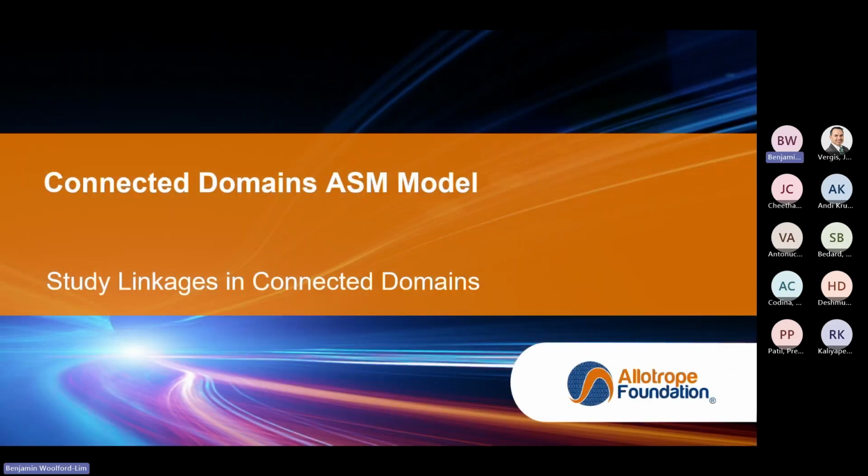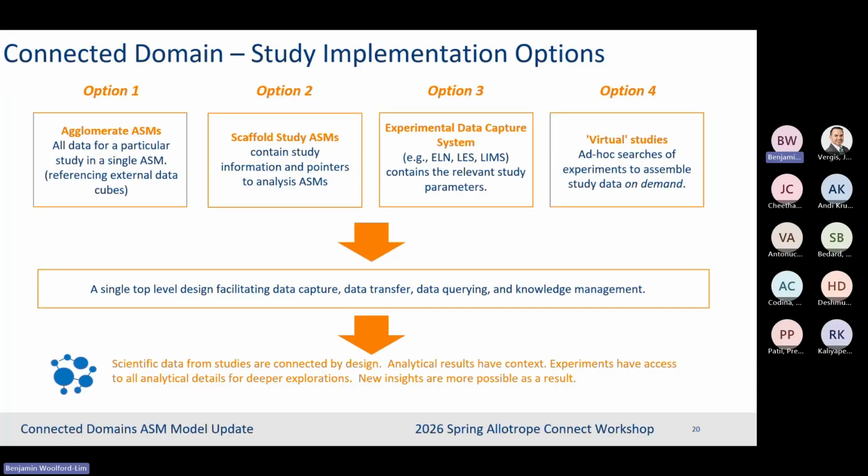So now, the third thing that we said we wanted to look at is how we can link into these connected domains. There were really 4 things that stood out as ways you could do it. The first one is just build a big ASM, put everything in the ASM. The second option was, let's just have a study ASM that has the scaffolding, and then you link to all of the analytical ASMs behind that.